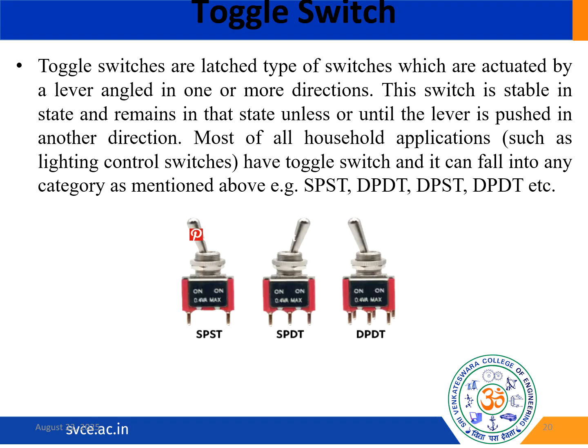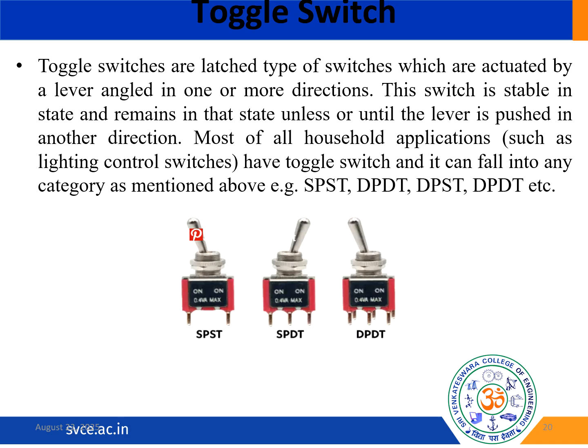And next we'll move on to the toggle switch. So it's a very different type of switch, where toggle switches are latch type switches which are actuated by a lever angle in one or more directions. If you see the representation in the figure, you will be able to understand how the lever is handled in one or more directions. So this switch is stable, and it remains in that state unless or until the lever is pushed in another direction. So the user has to handle this particular toggle switch.